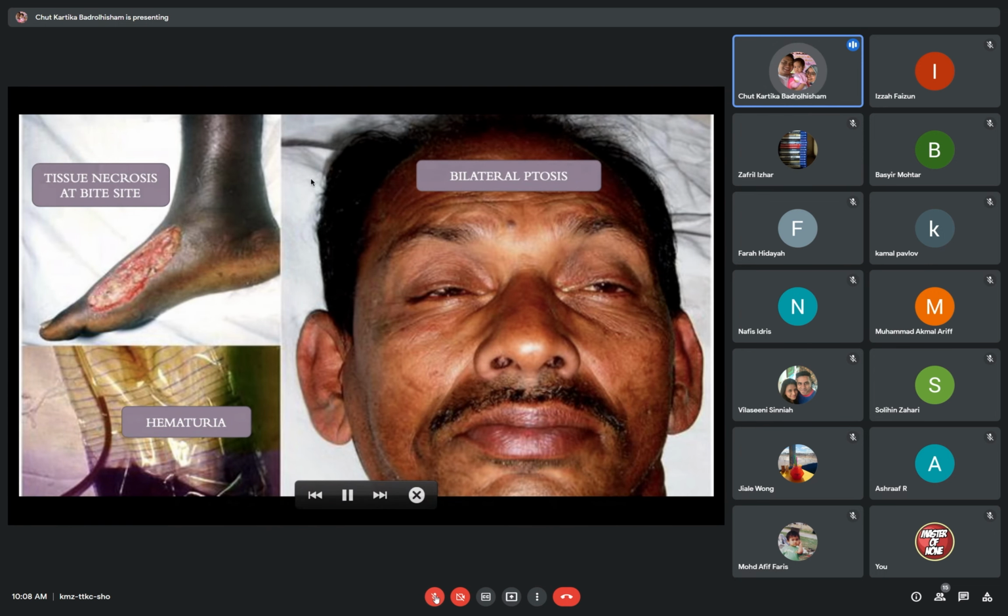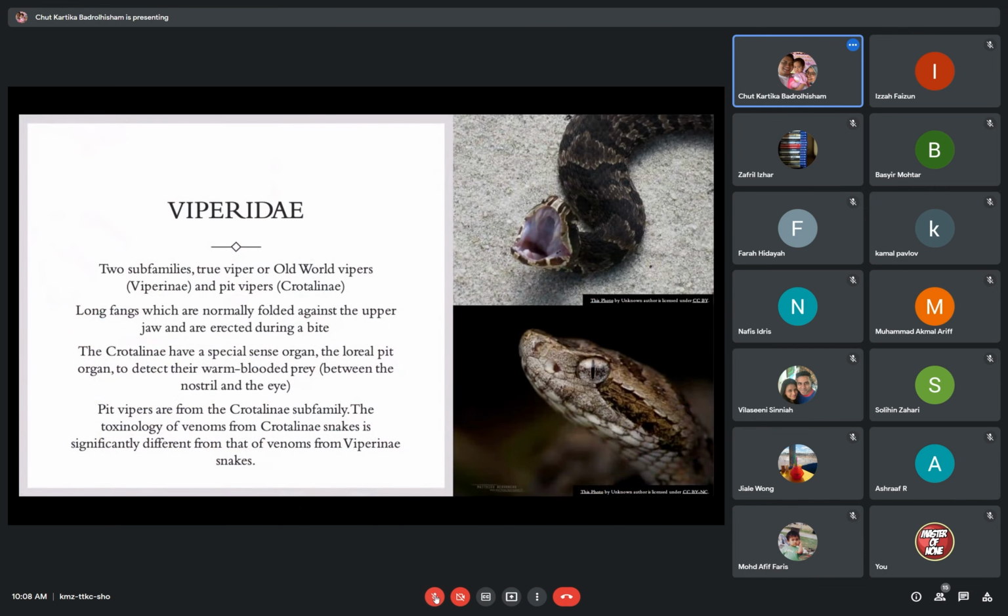So, these are the examples. For local effects, the patient may have tissue necrosis at the bite site. Also, the early sign of neurotoxicity is ptosis. So, Viperidae can be divided into true vipers or the Old World vipers, Viperinae, or pit vipers, Crotalinae, which are common here. They are characterized by long fangs, normally folded against the upper jaw and erected during a bite, as you can see in the picture on the upper right.